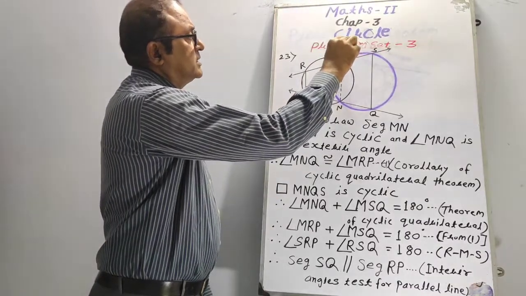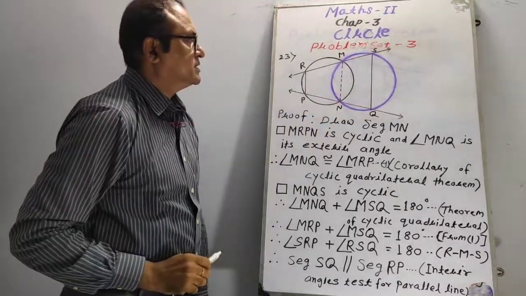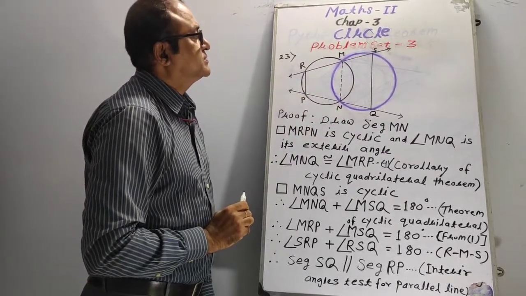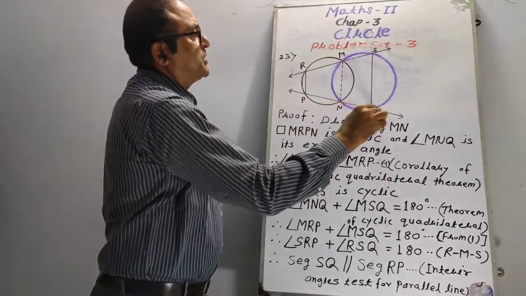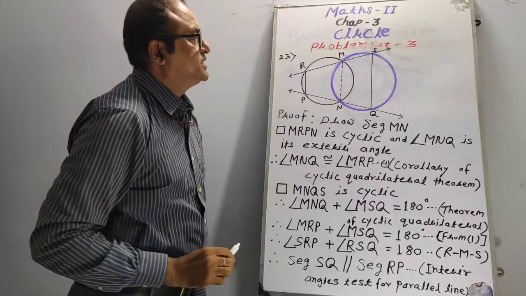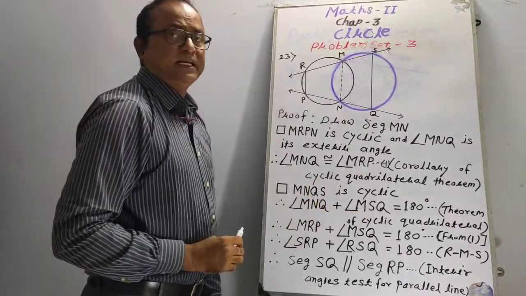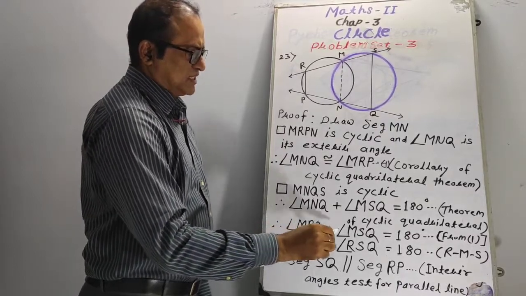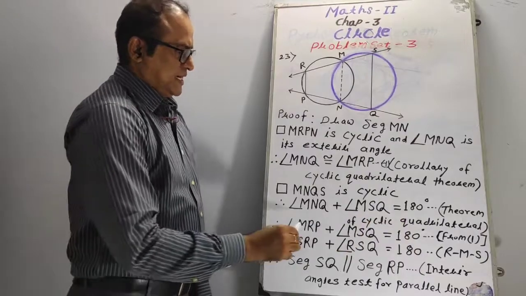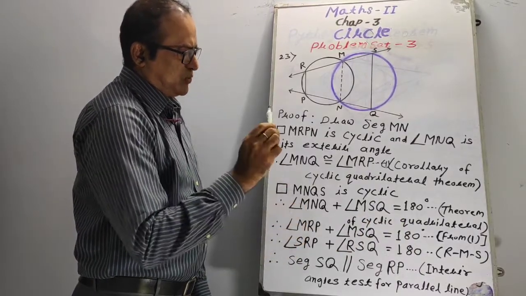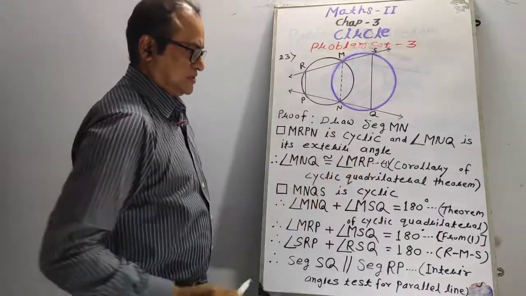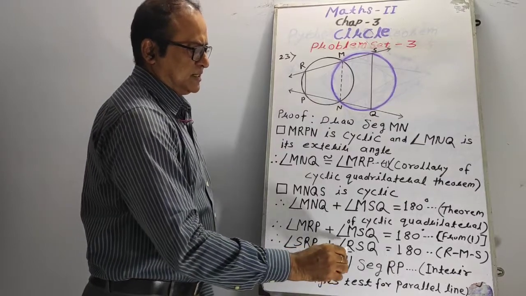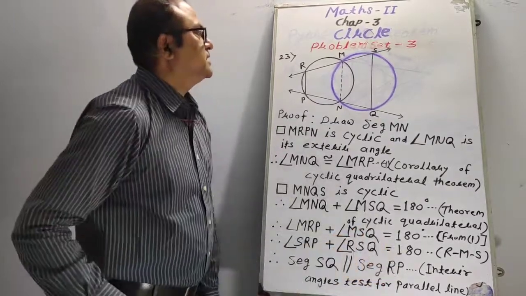Quadrilateral MSQN is also a cyclic quadrilateral. Therefore, angle MNQ plus angle MSQ is equal to 180 by the theorem of cyclic quadrilateral. Therefore, MRP plus MSQ is equal to 180. MRP is replaced by MNQ from 1. Therefore, angle SRP plus angle RSQ is equal to 180.